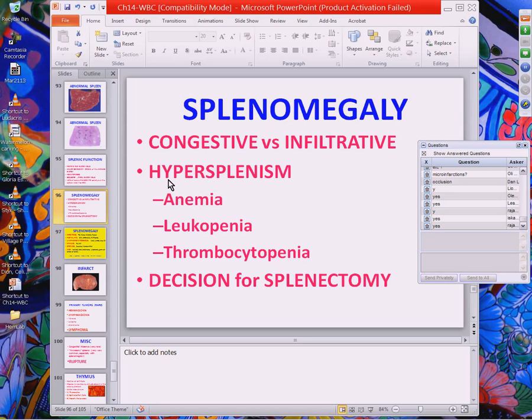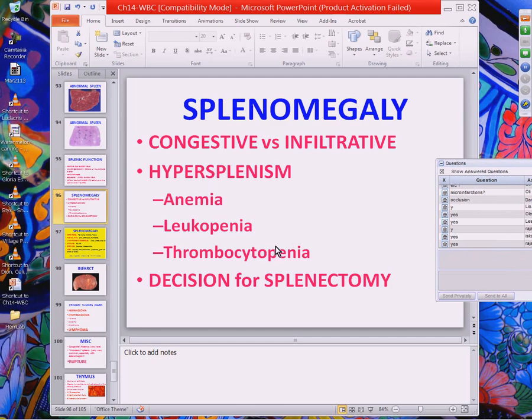Now, could you have hypersplenism without splenomegaly? Well, I guess you could, but when the spleen has to work overtime in what it does, in other words, destroy red cells, maybe damaged red cells or white cells, chances are it's going to become congested and enlarged as well. Now, there's a lot of reasons for a splenectomy.